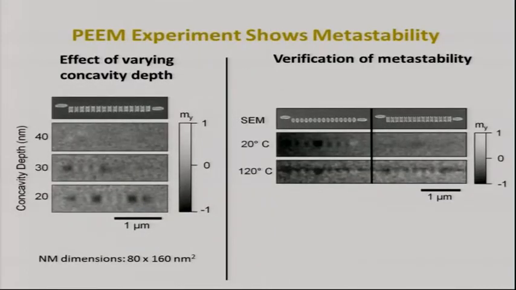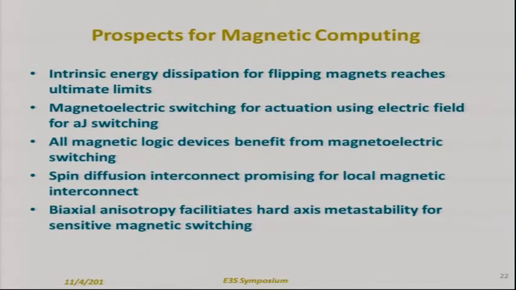And here is some data that demonstrates the metastability of these concave nanomagnets. As we increase the concavity depth, the metastability along the hard axis becomes so strong that the magnets don't ever flip. They stay locked up. With a little bit less, the magnets couple by their dipole field, and that's represented by this magnetization, this X-ray magnetic microscope at the synchrotron, and we can see that the magnets flipped and coupled strongly by these magnetic images.